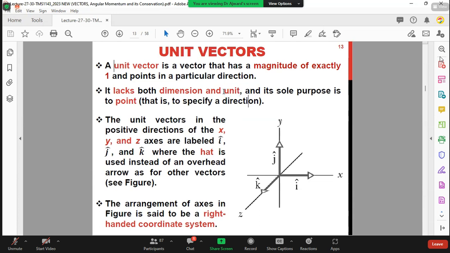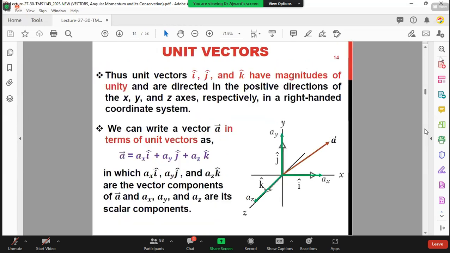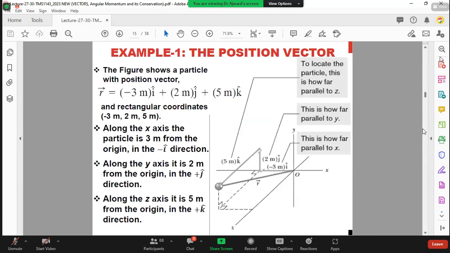Now the unit vector has no units. It has just a magnitude of 1. It has no SI units or any other units. It has no dimensions. The sole purpose of it is pointing in a certain direction of the axis. So if you have this unit vector, you can write any vector in terms of unit vectors.